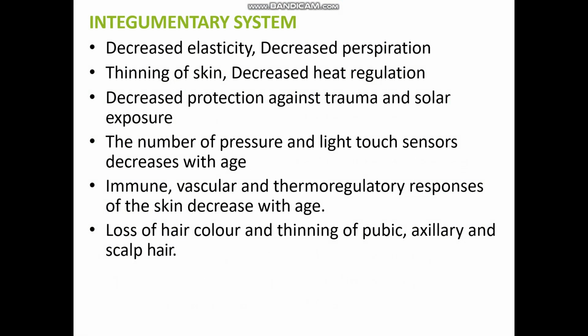Coming to the integumentary system. About the skin, by seeing the skin we can see wrinkles, dryness, less perspiration, easy fragility, easy breakdown or peeling of skin, loss of skin elasticity, and easy trauma to the skin. Whatever comes to your mind, you can write, because everything will happen in old age. So decreased elasticity, decreased perspiration, thinning of skin, decreased heat regulation, decreased protection against trauma and solar exposure.